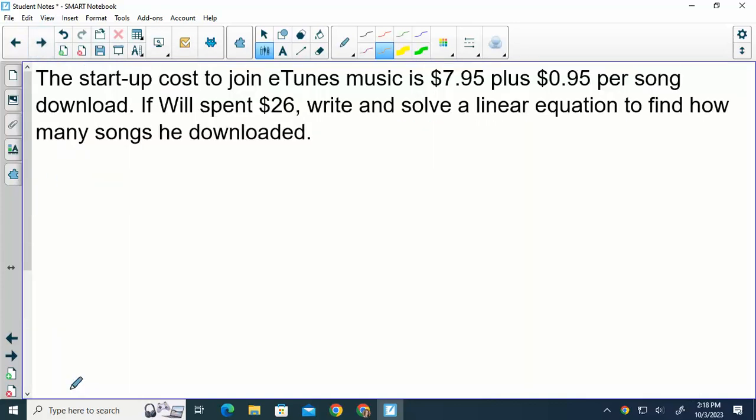Okay, we're going to do this problem together. So this is similar to yesterday's. The startup cost to join eTunes Music is $7.95 plus 95 cents per song. This is not on here, sorry. It's just an extra one that I added in. You can do it in the margin or something if you need to, or scrap paper. Okay, so let's stop right there. We need to know what's my x, what's my y, I need my slope, and my y-intercept, okay?